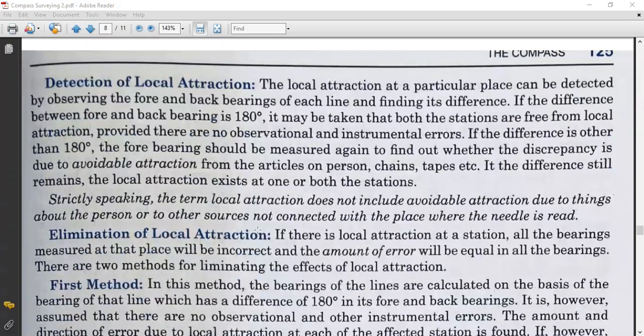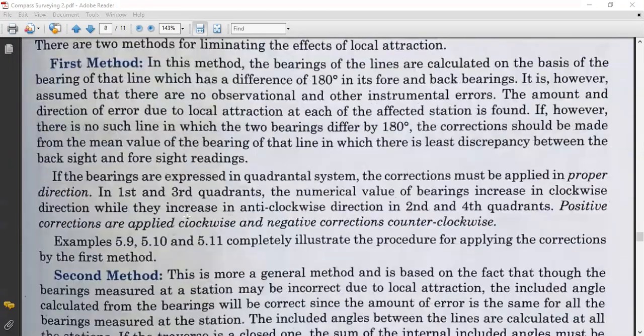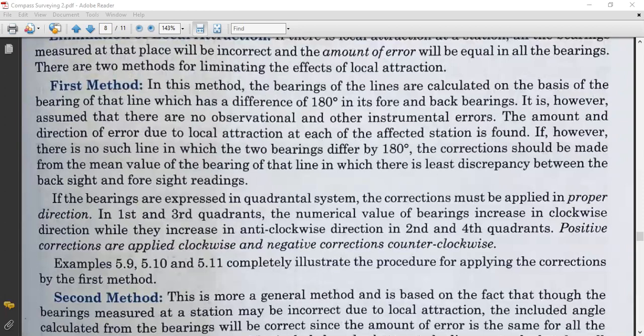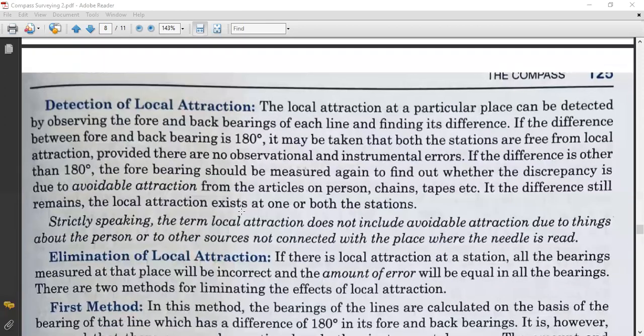There are three methods to apply the correction: first, second, and special case. First we will study how to detect it.